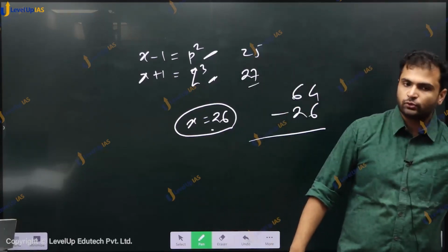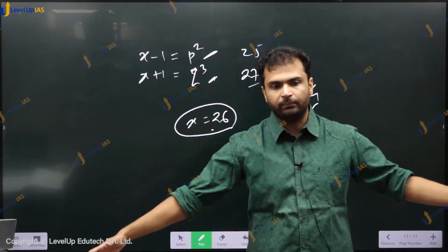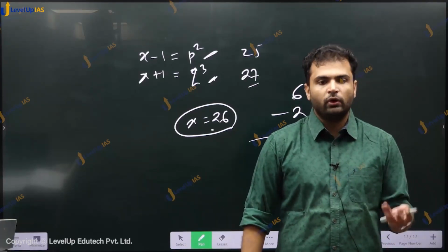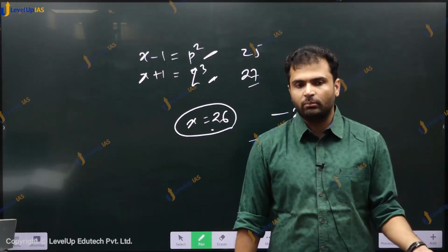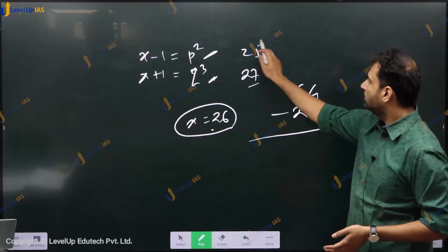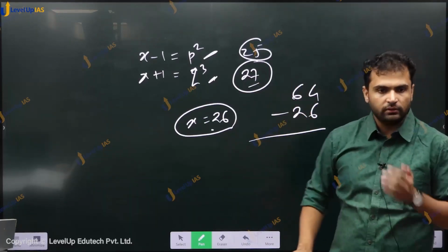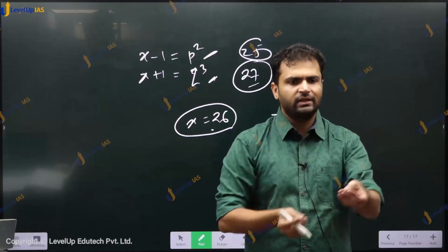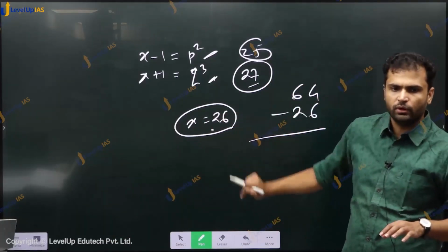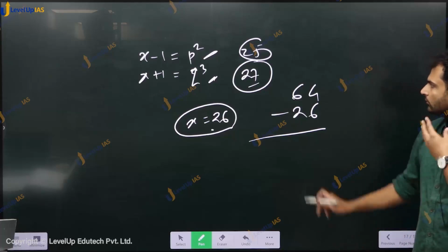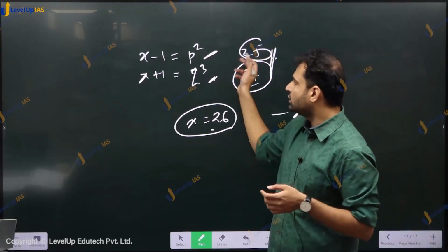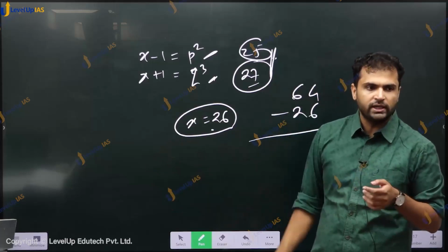X minus 1 is a square. X plus 1 is a cube. What is the difference between those two? 2. So we want to find out a cube number and a square number जिनके बीच में 2 का difference. We found out. Those are 25 and 27. From our basic elementary first 5, 7 cubes and squares, this will be found out. So once you got this, we got x as 26. Because x minus 1 is 25, x plus 1 is 27, x would be 26.